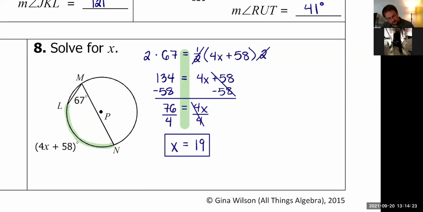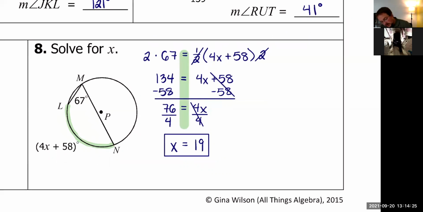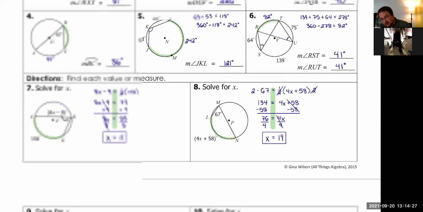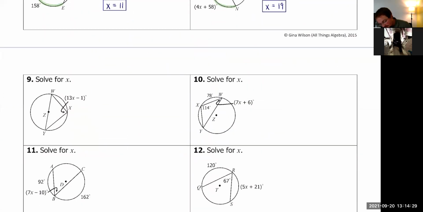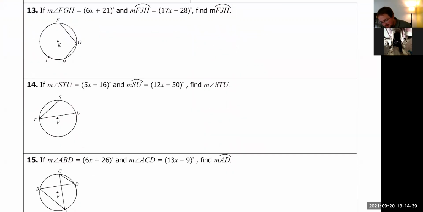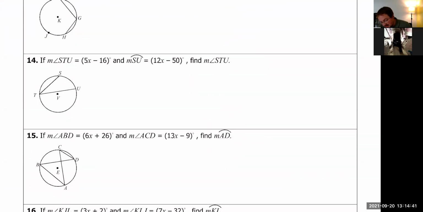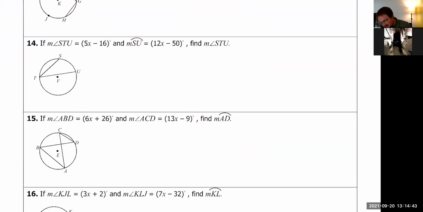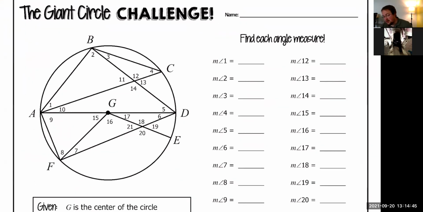Going on to the next page. We'll do a couple more here and then I'll give you some answers. I want to eventually get down to some of these later ones. And not to spoil too much of the surprise, I want us to have time to do this giant circle challenge. It's kind of a fun and intimidating exercise to work through.